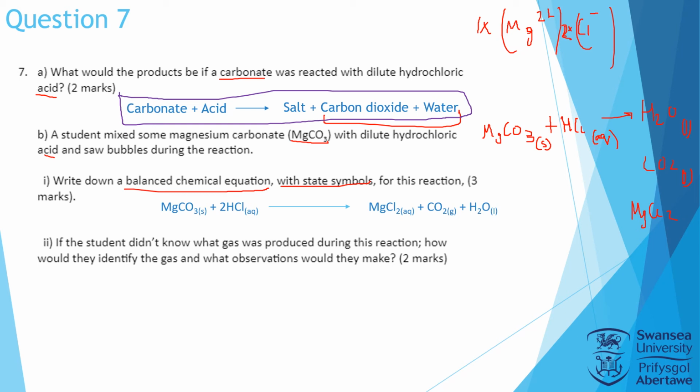So, part B, II. If a student didn't know what gas was produced during this reaction, how would they identify the gas? So, obviously answering this question, you should know that the gas is carbon dioxide. As I said, from the thing I've highlighted at the top.